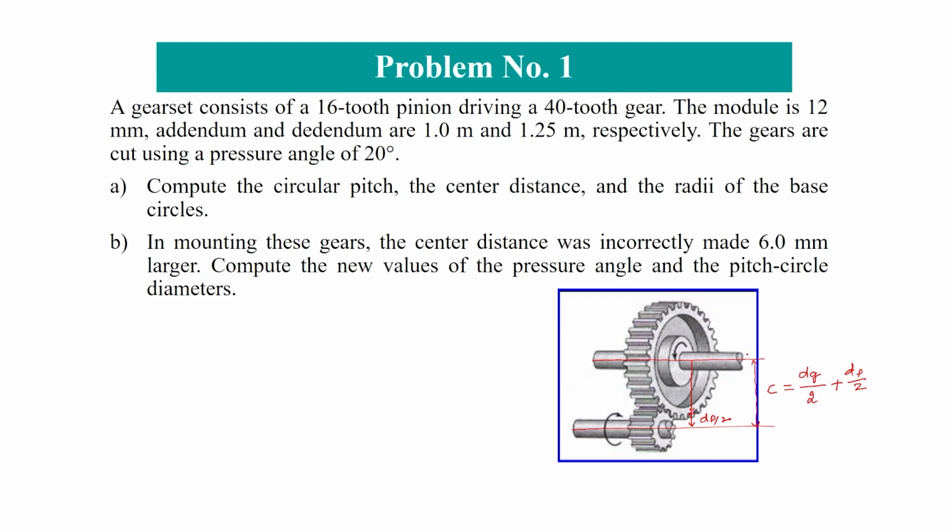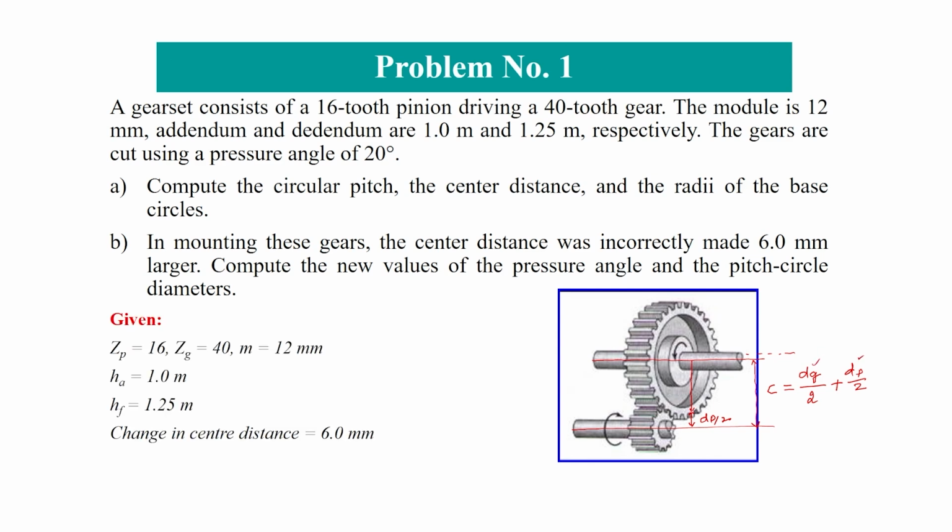So, the new center distance will be this one, and due to this change in center distance, the pressure angle changes, and we have to find that changed or the new value of the pressure angle and the pitch circle diameters, because with the change in center distance, the pitch circle diameters will also change.